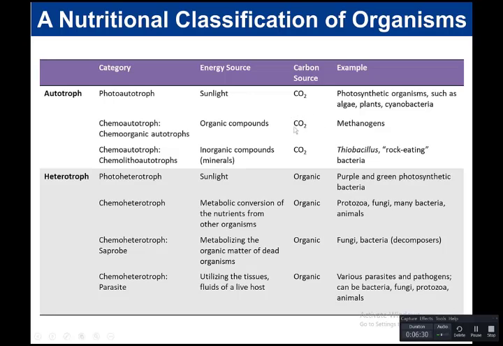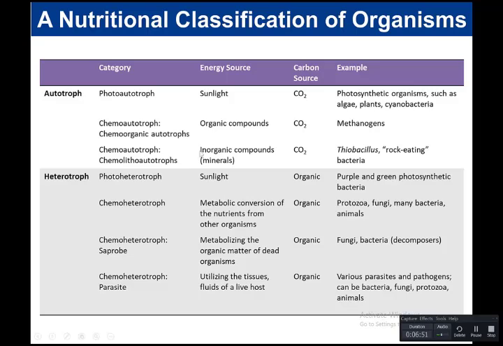But they will utilize carbon dioxide. Notice the autotroph. They will utilize carbon dioxide as their carbon source. And an example of this would be our methanogens, our methane producers. We can have what are called chemolithoautotrophs. So chemicals for energy.